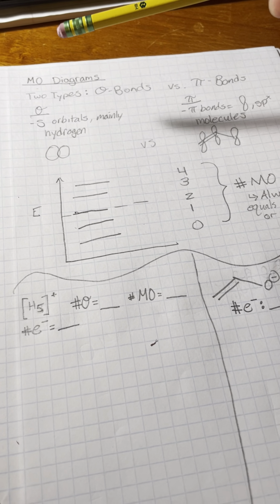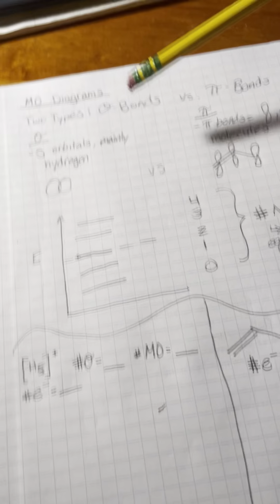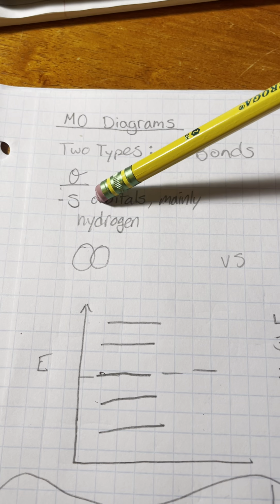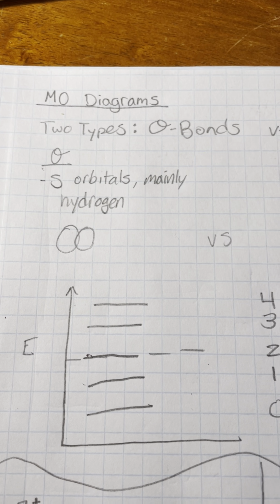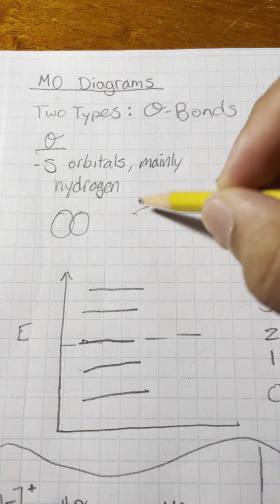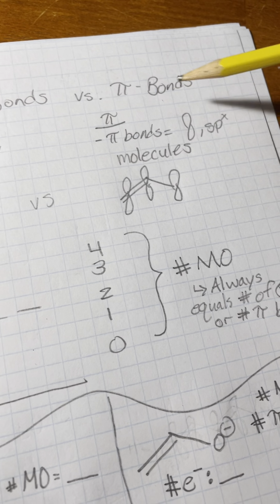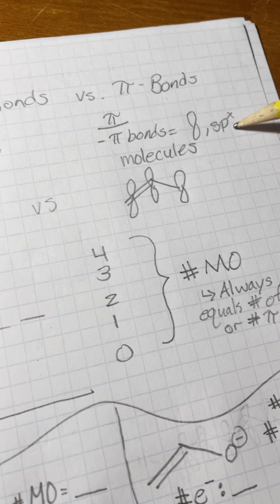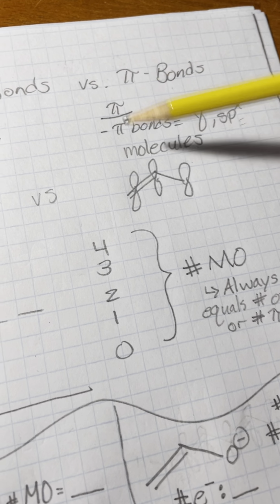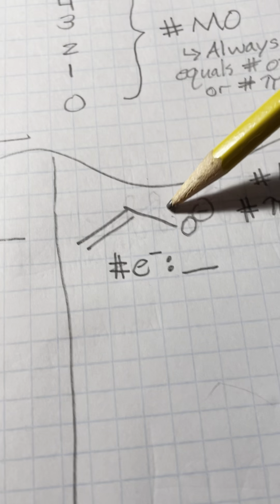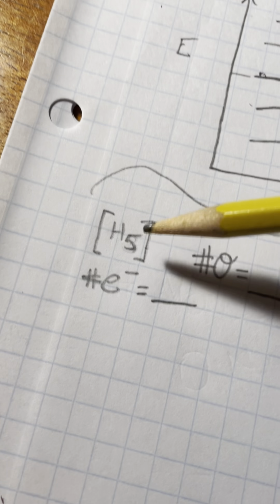So the basics of MO diagrams are there are two types of bonds, the sigma bonds versus the pi bonds. Sigma bonds are going to deal with s orbitals, and they're going to mainly be hydrogen because they only have that one singular bond, and these s orbitals, little circles, versus the pi bonds, which look like these, and deal with sp(x) molecules. So you're always going to see them in a molecule like this. So you'll get something like this rather than something like this.